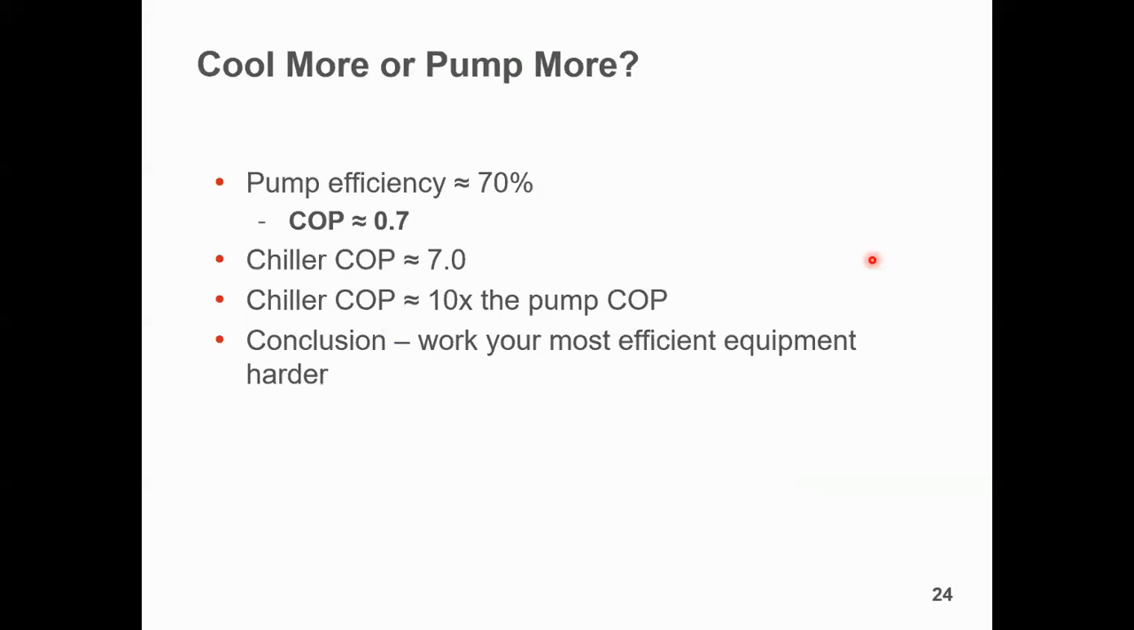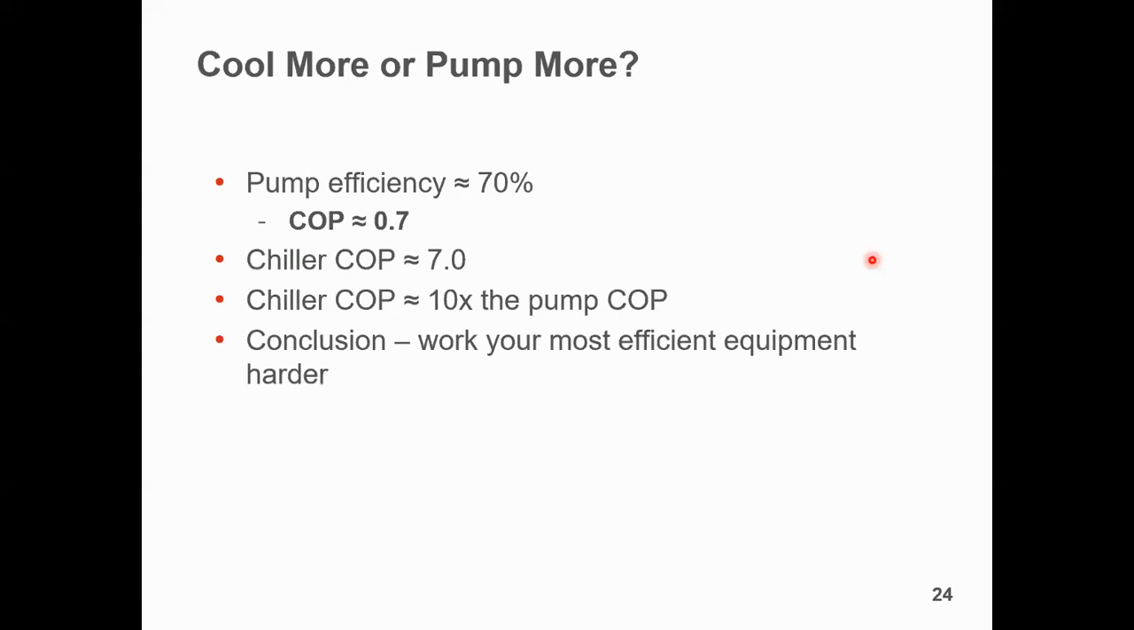This is a very interesting question. We know that the combined efficiency of pump and motor is close to around 70 to 75%. If you represent this in COP terms, it's close to 0.7. And in an efficient chiller, you can get a chiller COP close to 7. 6.8, 6.9 and 7 COP chillers are available. So practically, the chiller efficiency is almost 10 times the COP of the pump.